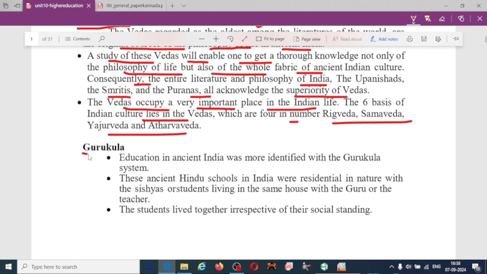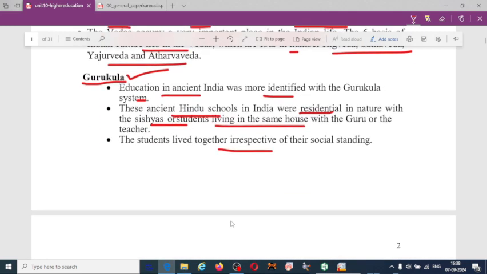So, Gurukula, what we call the earlier education system. Education in ancient India was identified with the Gurukula system. Ancient Hindu schools in India were residential in nature, with shishyas or students living in the same house with the Guru. So the students had to be with their Guru. That's why we call it Gurukula. The students lived together irrespective of their social standing.